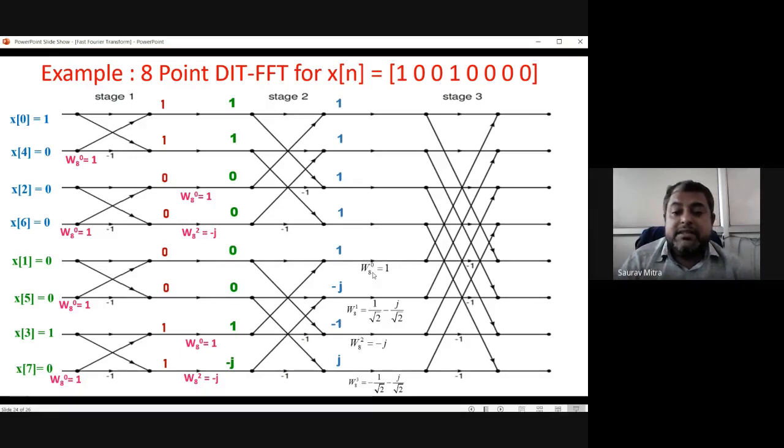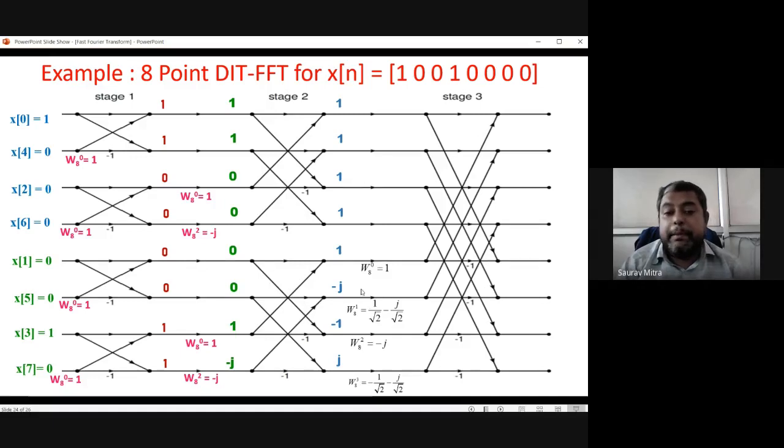The twiddle factor is W80, W80 is equal to 1, and then comes W81, which is nothing but 1 by root 2 minus j by root 2. So these structures are unchanged. Only the input and outputs will change according to whatever sequence is given to you. So W80, W82, W80, W81, W82, W83, all these things do not change. This is the part of the algorithm.